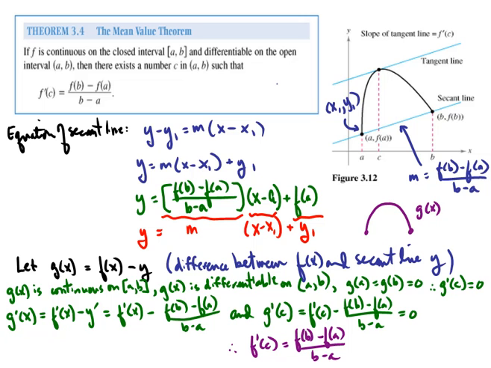So we go back to our g of x definition and we take the derivative of that to find g prime of x. That's just f prime of x minus y prime, where y prime is the slope of the secant line, which is f of b minus f of a over b minus a. We evaluate that derivative at c, set it equal to 0, and we have f prime of c is equal to f of b minus f of a over b minus a, the mean value theorem.